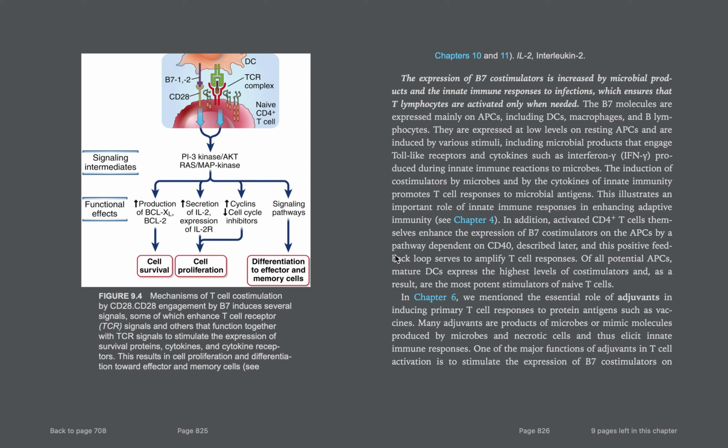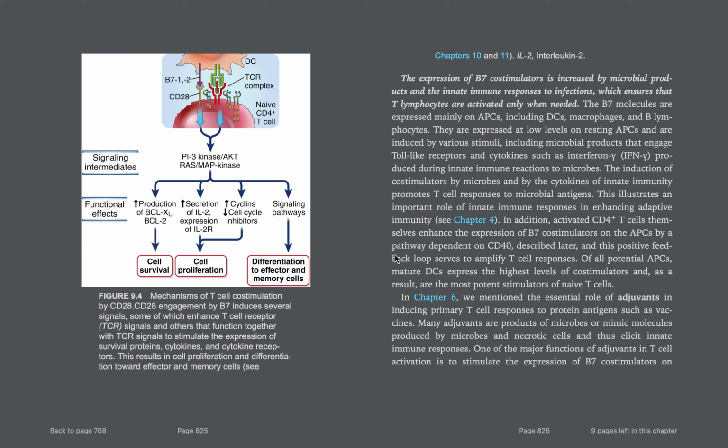The B7 molecules are expressed mainly on antigen-presenting cells, including dendritic cells, macrophages, and B lymphocytes. They are expressed at low levels on resting antigen-presenting cells and are induced by various stimuli, including microbial products that engage Toll-like receptors and cytokines such as interferon gamma, produced during the innate immune reaction to microbes. The induction of costimulators by microbes and by cytokines of innate immunity promotes T cell responses to microbial antigens. This illustrates an important role of the innate immune response in enhancing adaptive immunity.